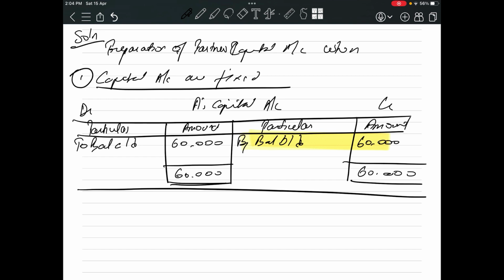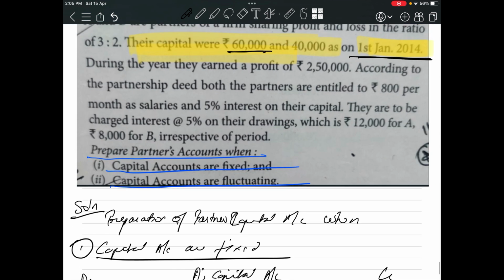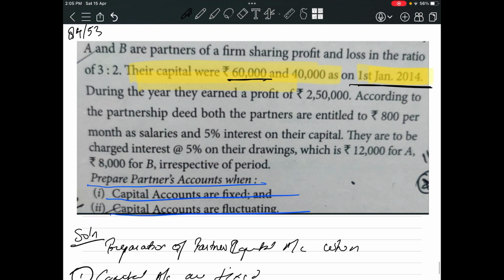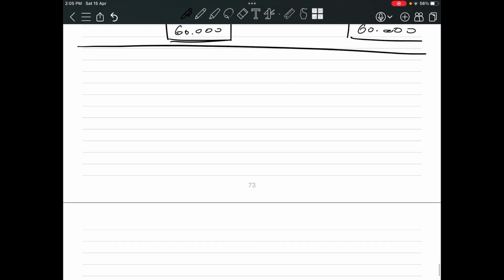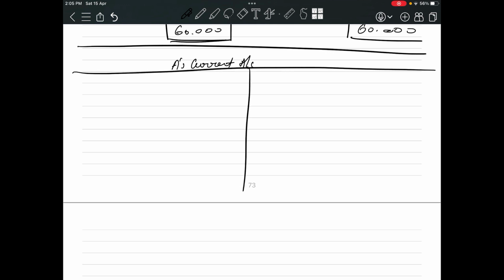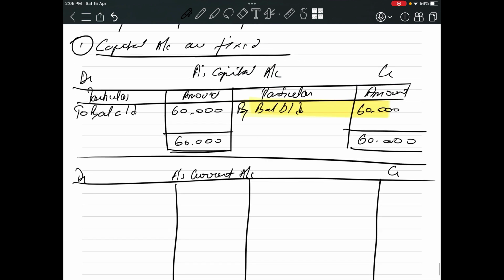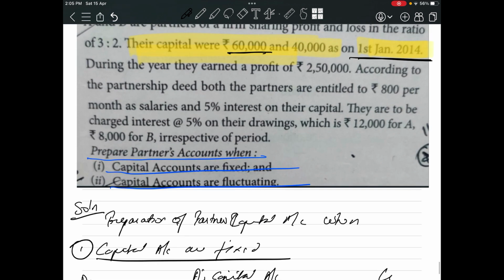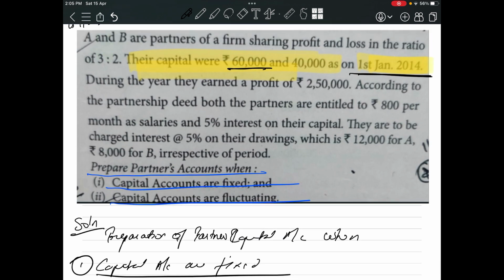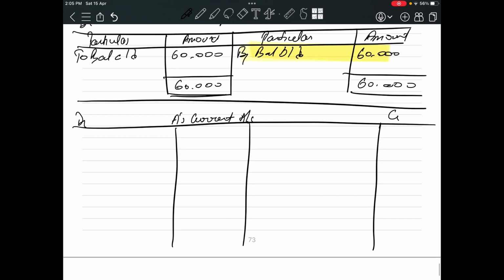Now all the items which A is getting will be taken into the current account. So let's prepare A's current account, with debit and credit sides. Is there anything mentioned about the balance of the current account? No, nothing has been mentioned. The balance given is of the capital account, so there will be no balance b/d.